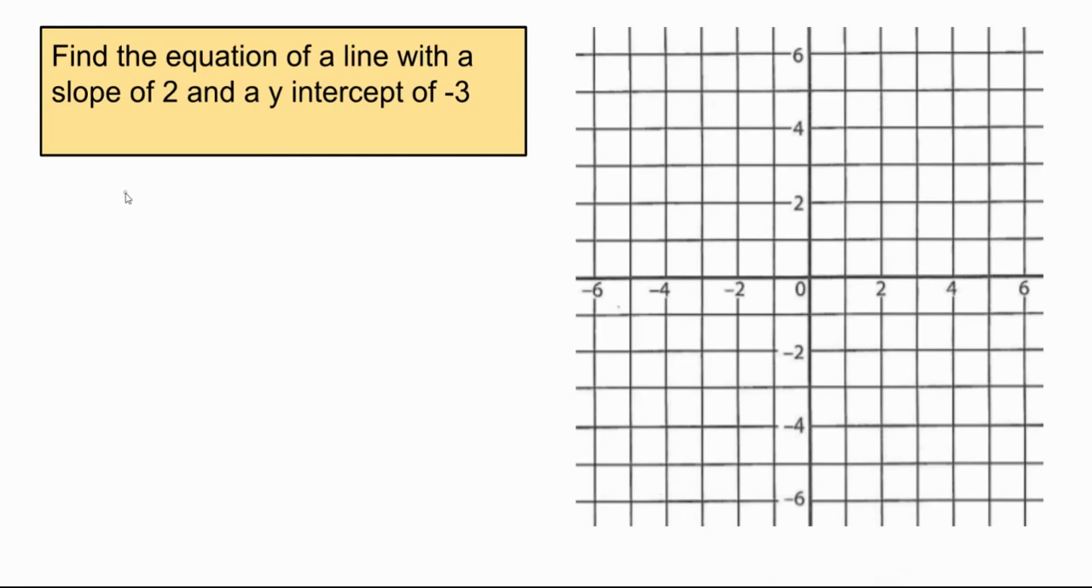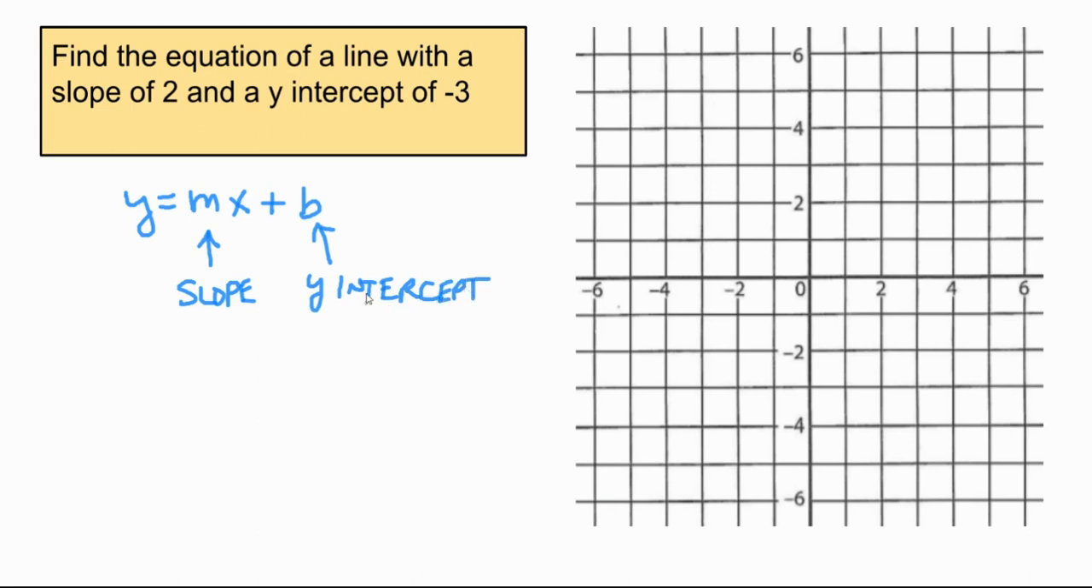Now, the first thing we want to remember is the form for the equation of a line in slope-intercept form. So in this form, the number that's represented by m is the slope. The number being multiplied by x is the slope, and the number being added or subtracted at the end is the y-intercept.